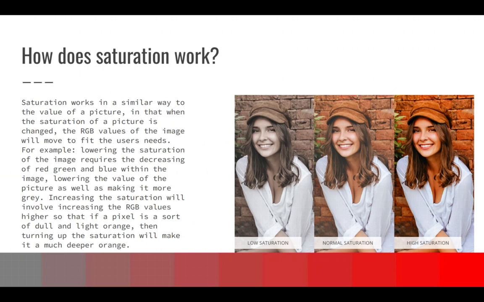How does saturation work? Saturation works in a similar way to the value of a picture, in that when the saturation of a picture is changed, the RGB values of the image will move to fit the user's needs. For example, lowering the saturation of the image requires the decreasing of red, green, and blue within the image, lowering the value of the picture as well as making it more gray. Increasing the saturation will involve increasing the RGB values higher, so that if a pixel is a sort of dull and light orange, then turning up the saturation will make it a much deeper orange.